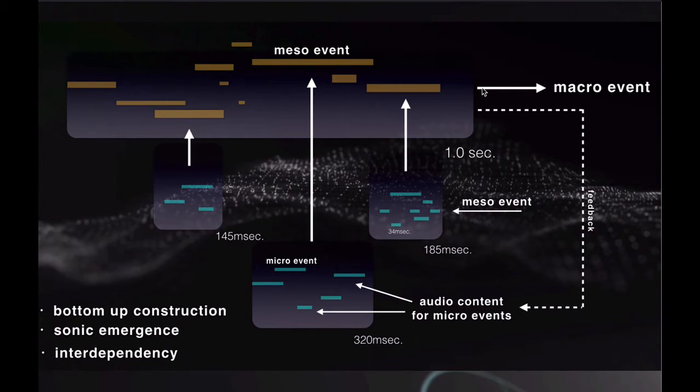Cosmosf is a recursive synthesizer. So the macro event as the Cosmosf output can be fed to the micro events directly with a feedback audio line here. So if you choose, the micro events will get their audio data directly from the macro event itself. So this constructs a complex loop of sonic emergence.